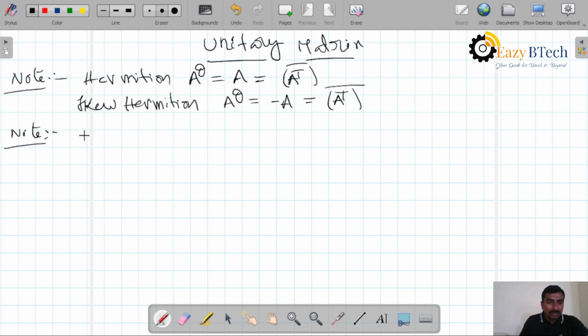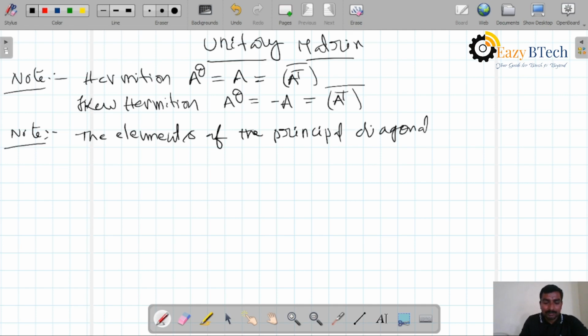the elements of the principal diagonal of Hermitian matrix must be real.